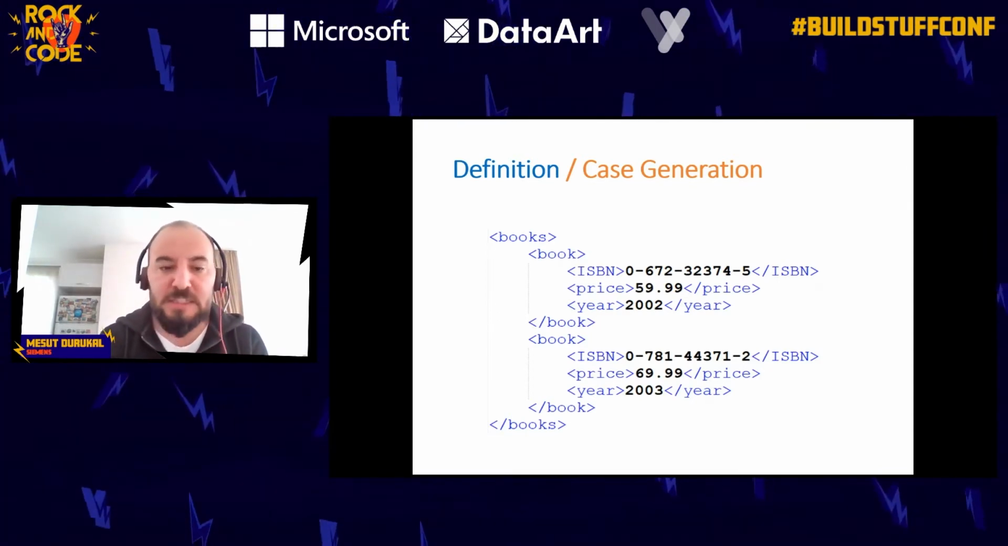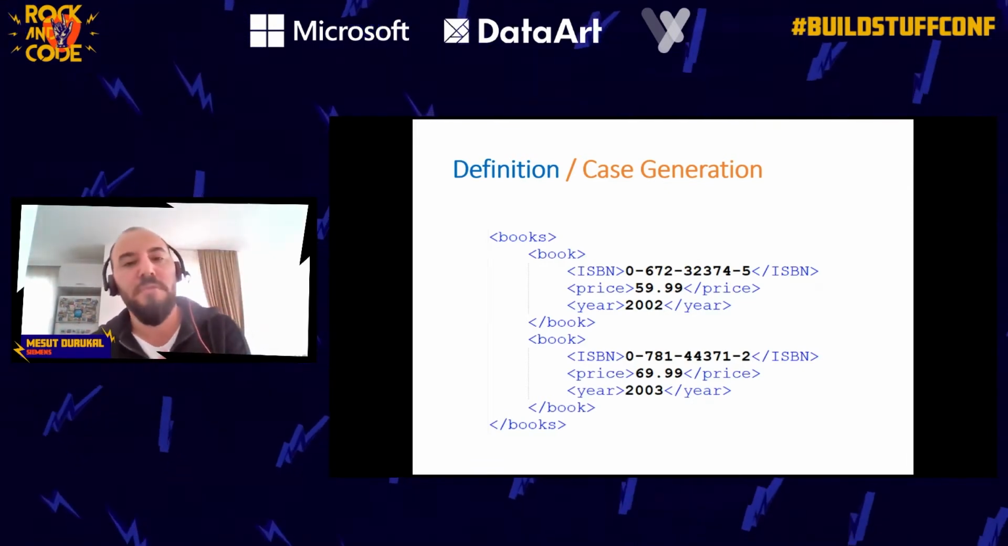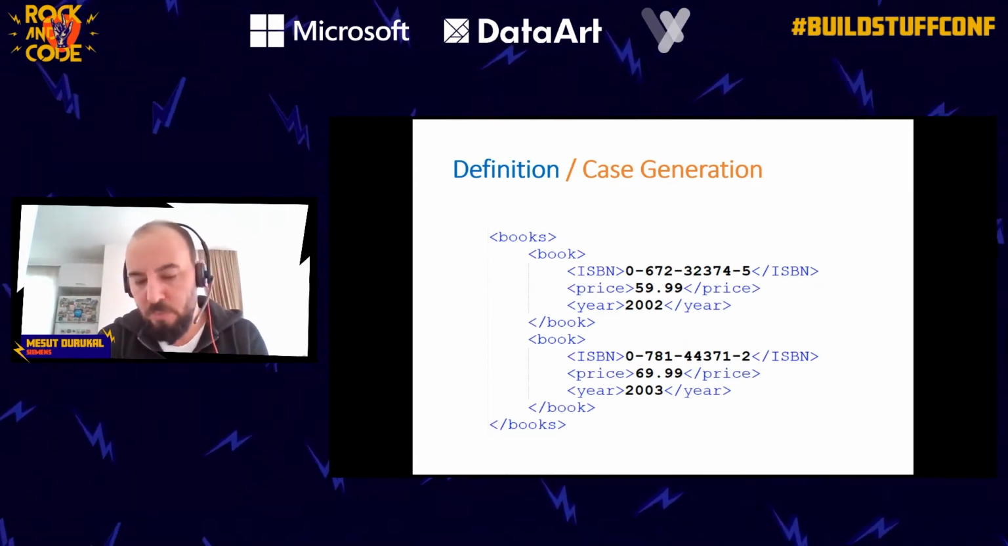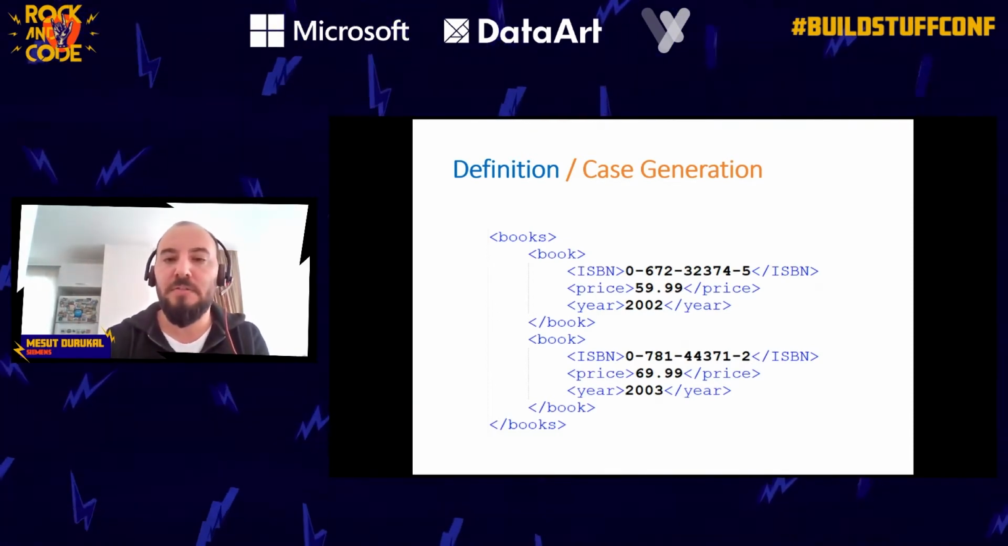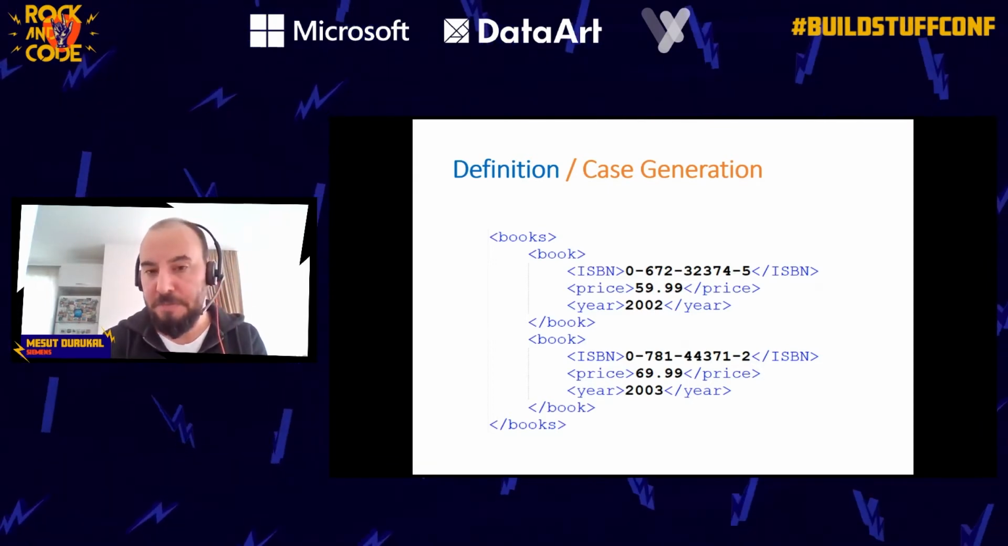We can automatically generate them in the positive scenario terms or in the negative terms. We can do both by injecting some different data and some different data types.